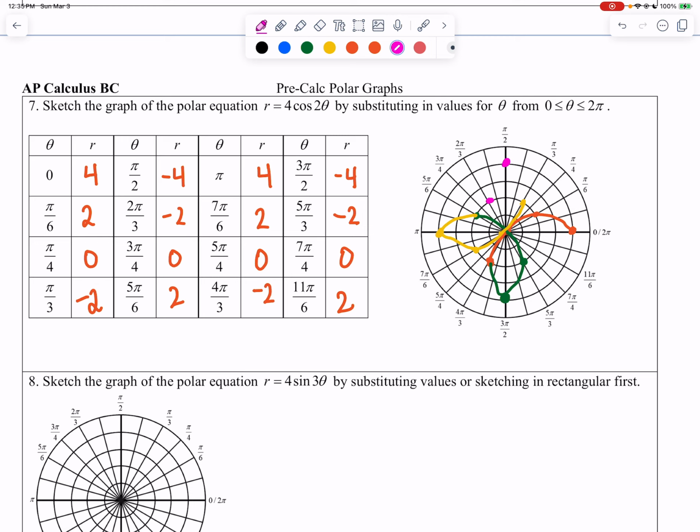7 pi over 4 are at 0, and then 11 pi over 6, we're at 2. And then, of course, we go back to 2 pi, which is at 4. So it makes this lovely graph right here.